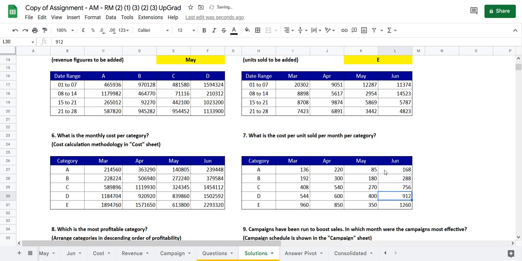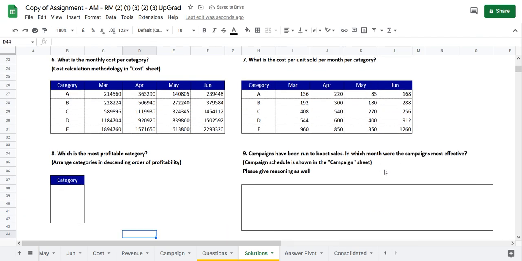Okay, now the next question, now only two questions are remaining. The eighth question is, which is the most profitable category? So basically we have to check their revenue. Or we can say if you subtract revenue minus cost, it will give the profit. So we have to check profit, and we have to arrange according to the ascending or descending order. Here descending order is given, so we will arrange that one.